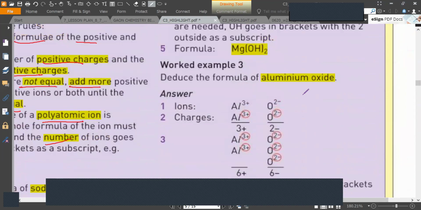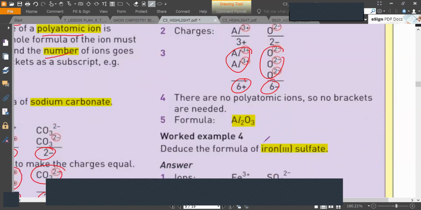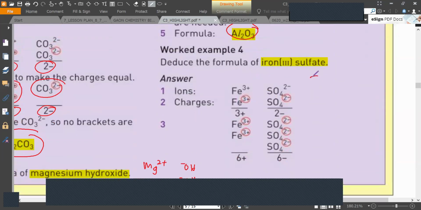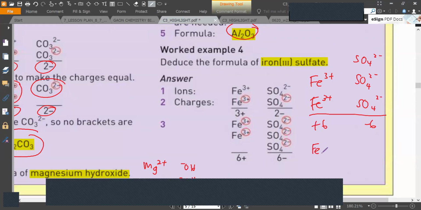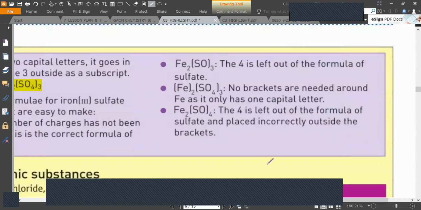Another one, aluminium oxide. We did this just now: 2 aluminium, 3 oxygen to balance the charge, Al2O3. And then iron 3 sulfate. Iron 3 plus, sulfate is 2 negative. So we need 2 iron and 3 sulfate. That will give us plus 6 and negative 6. So we will have Fe2(SO4)3. Like that.